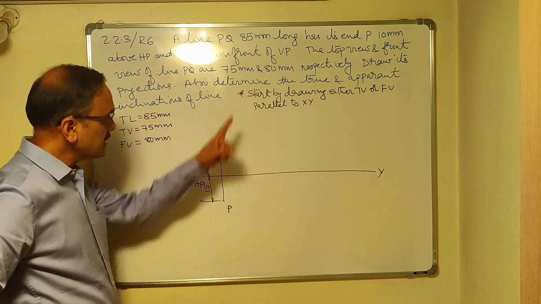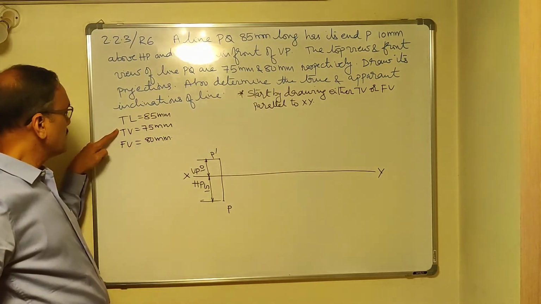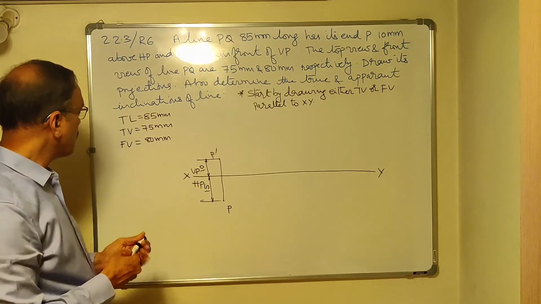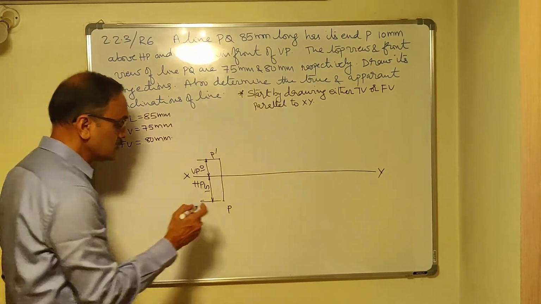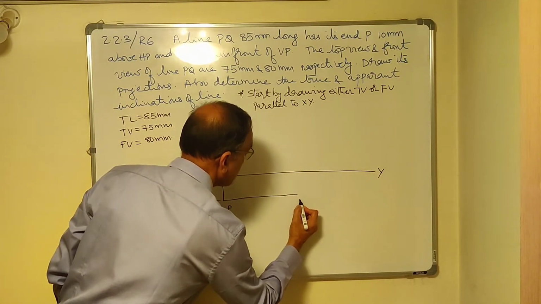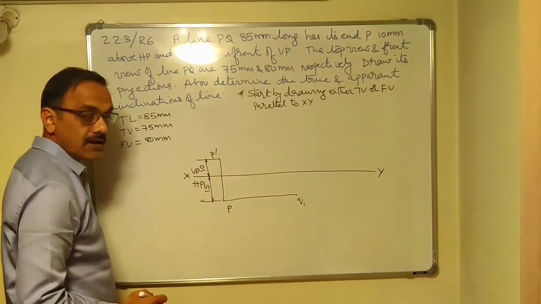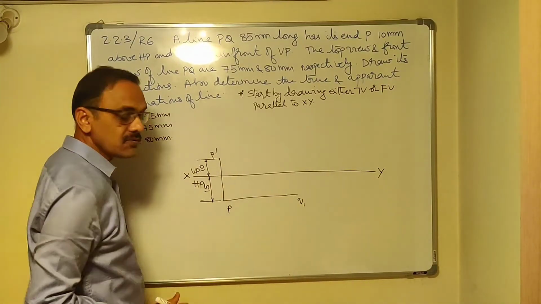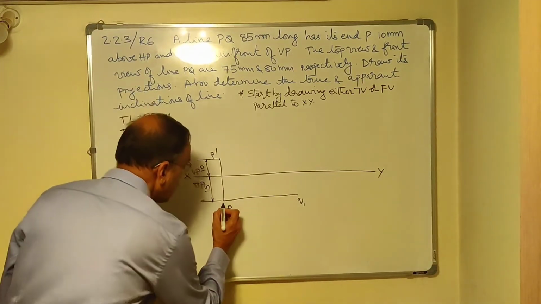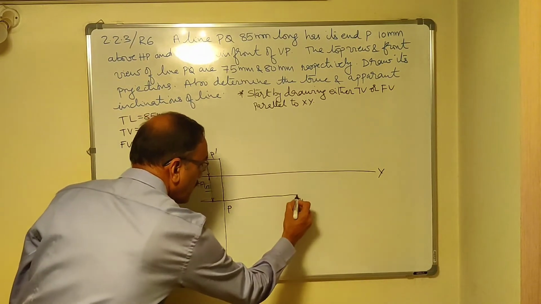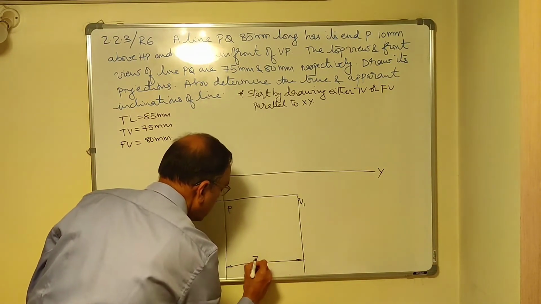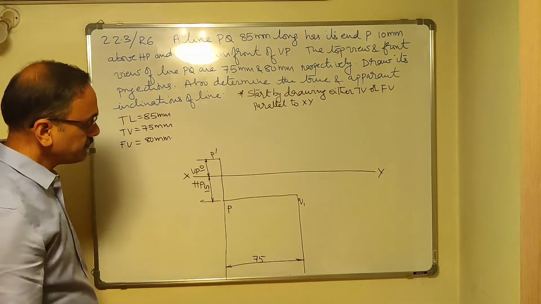Now, as I said, either the top view, which is 75, or the front view will be drawn parallel to XY to start with. I am drawing the top view parallel to XY. The top view is 75. So here I am drawing a thin line equal to 75, and I will call it Q1. It is not Q, it is Q1. This is not the actual position of the top view. Just to start with, I have drawn it parallel to XY. Let me show its length far away. This length is 75.